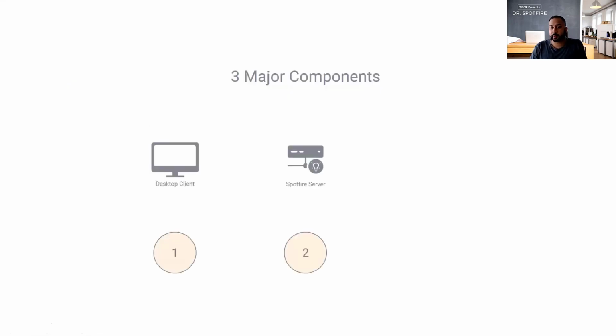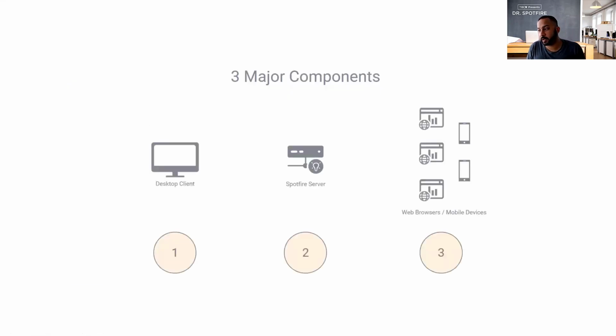Next, let's talk about three major components of the Spotfire environment. You have your desktop client that I've been using today. On the other end of the spectrum, you've got the web browsers and the mobile devices people are consuming it on. In the middle, you have a Spotfire server. Now, there's more components to a Spotfire server. So if you're an administrator and you're watching this, just know that this is very simplified. But if you're an author, for all intents and purposes, you can just think of the Spotfire server as one thing.